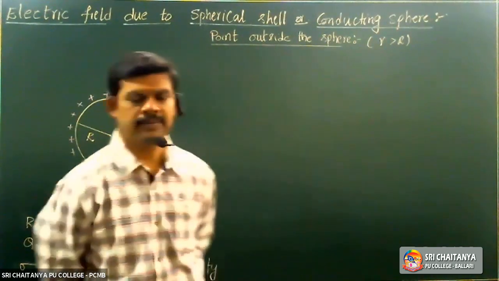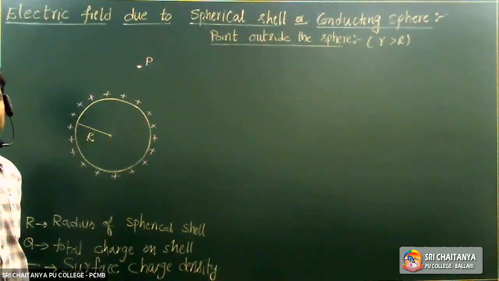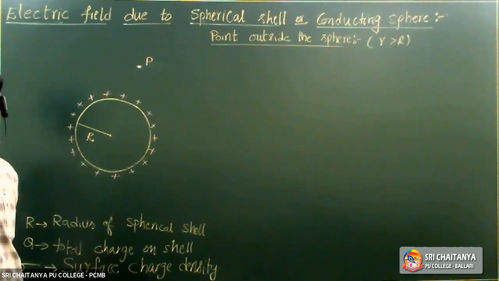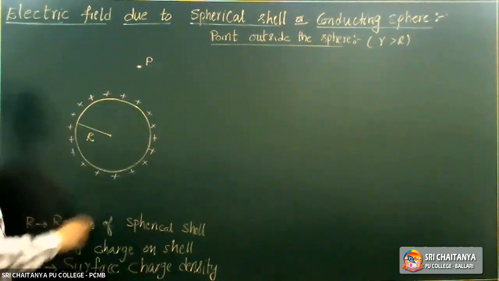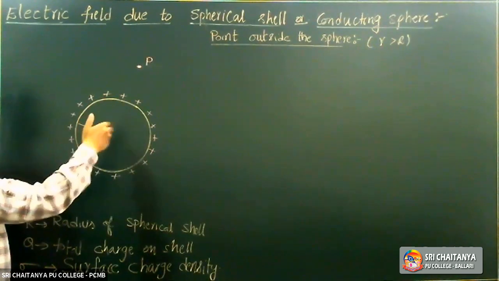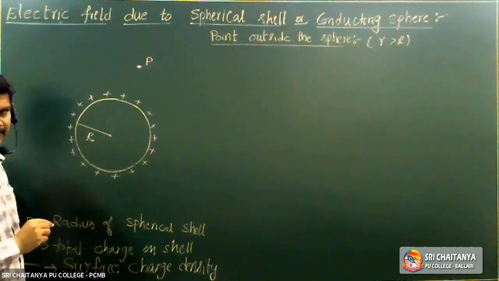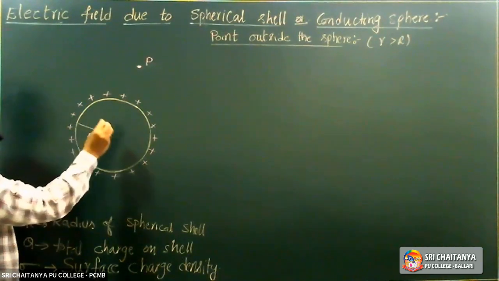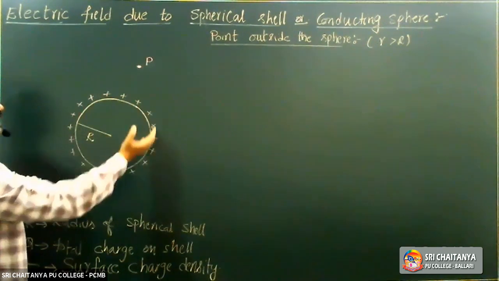Today's topic is electric field due to a spherical shell or conducting sphere, using Gauss law. This is a spherical shell. Shell in the sense, hollow sphere. Spherical shell or hollow sphere. And one more word I used, conducting solid sphere. Why? For a conducting solid sphere, if charge is given, the charge resides on the surface.